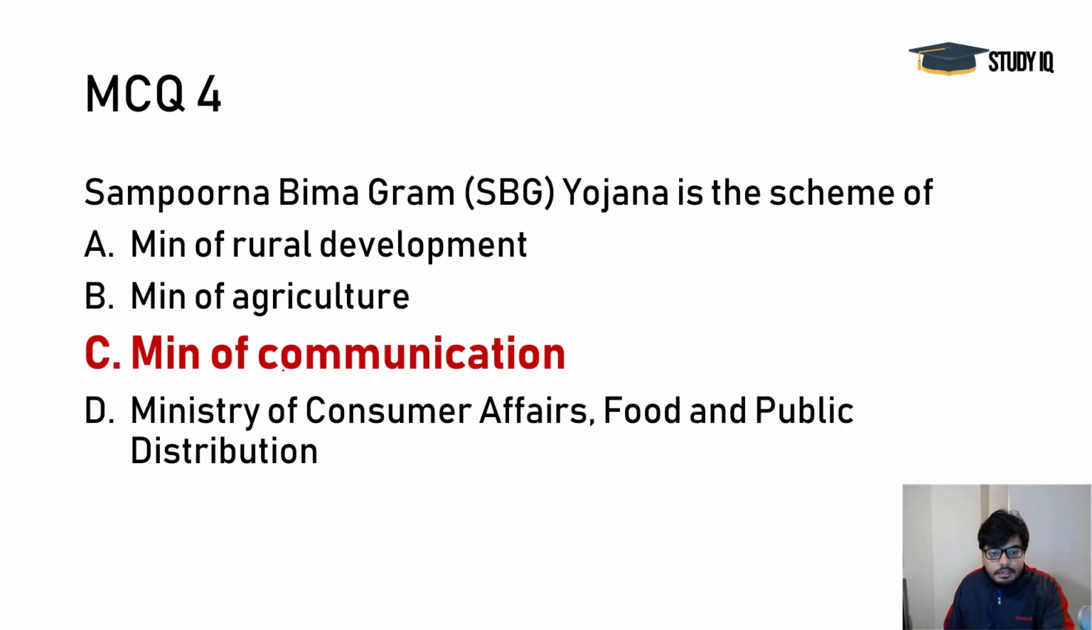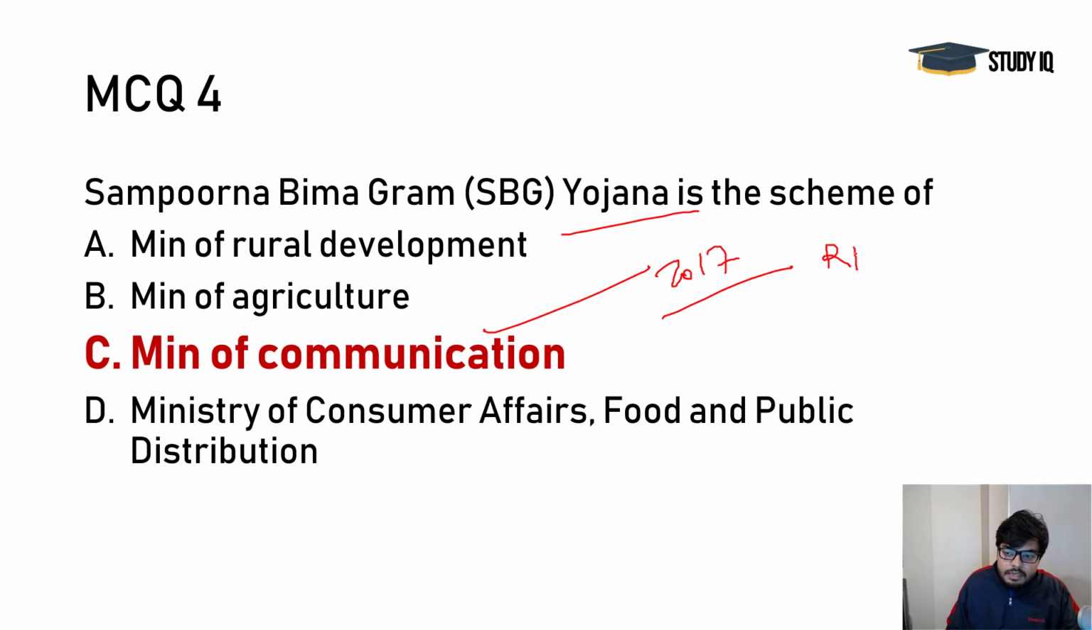Next question was regarding the Sampurna Gram Bima Yojana. It was a Ministry of Communications scheme. Actually, in 2017, the Minister of Communication launched it with the extension of RPLI, Rural Postal Life Insurance. So this was the data. I gave you some wrong options yesterday regarding this. I did not write Ministry of Communication in any of them, so it was my mistake. So the answer to this question is the Ministry of Communication.